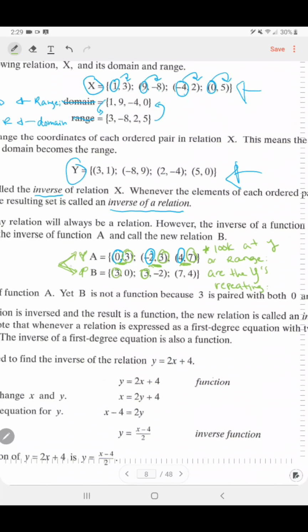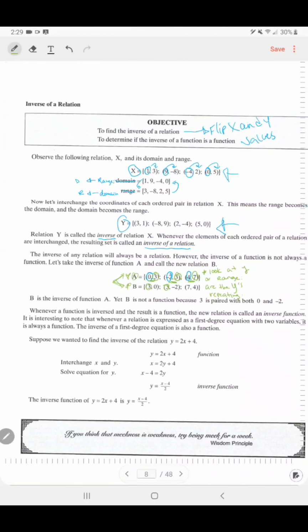Why? Because in the first one, A, the Y was repeating. So if you look at the numbers, when they're asking you to do inverse function, if you look at the Y's, if they're repeating, that means that the inverse is not going to be a function. So that's with pairs.